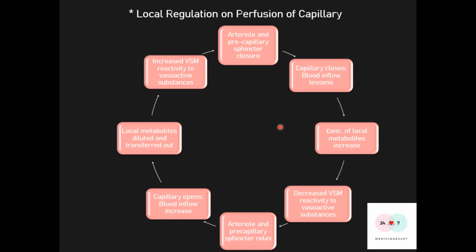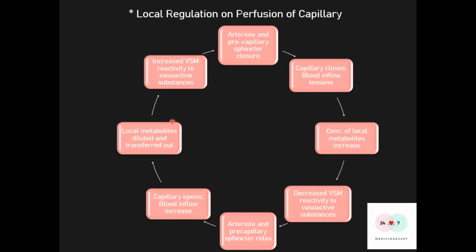Continuing our discussion from the last slide, if there is an increased concentration of local metabolites, it leads to relaxation of the vascular smooth muscle cells. Thus, the arteriole and the precapillary sphincters start to relax, which leads to increased blood flow inside the capillaries. So if there is any local hypoxia, it is primarily compensated by that.